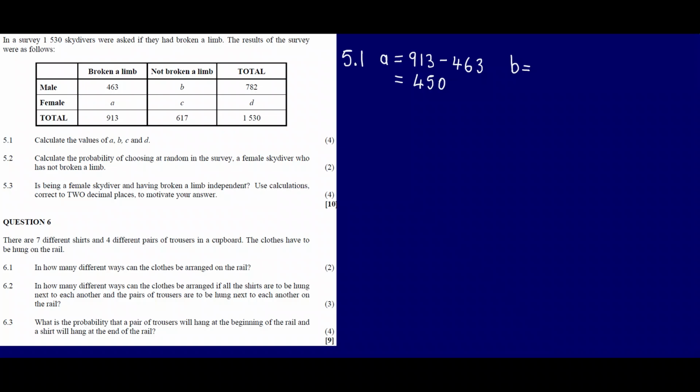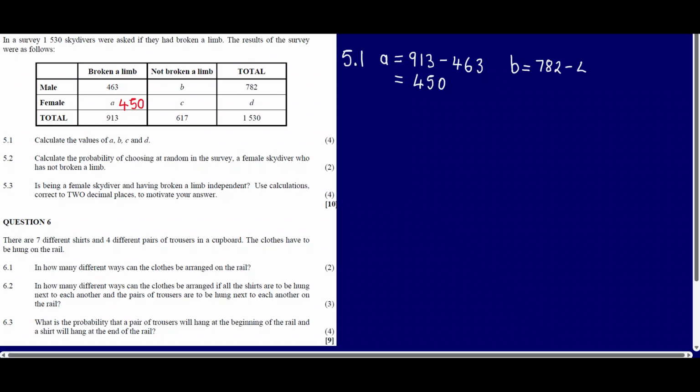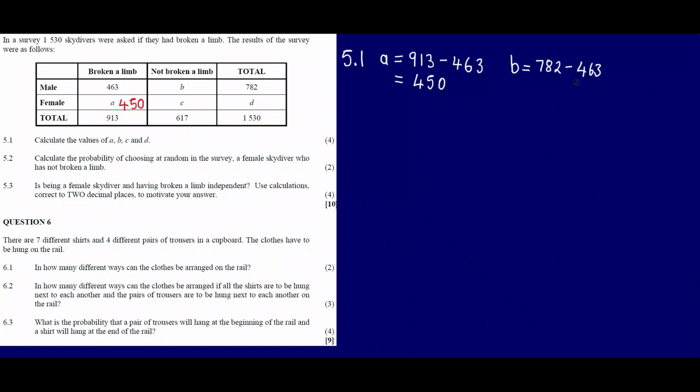So let's look at the value of B quickly. We've calculated the A value, which is 450. The value of B is going to be the total 782 minus the 463. So we are subtracting the males who have broken a limb from the total of the males to work out the ones that have not broken a limb.